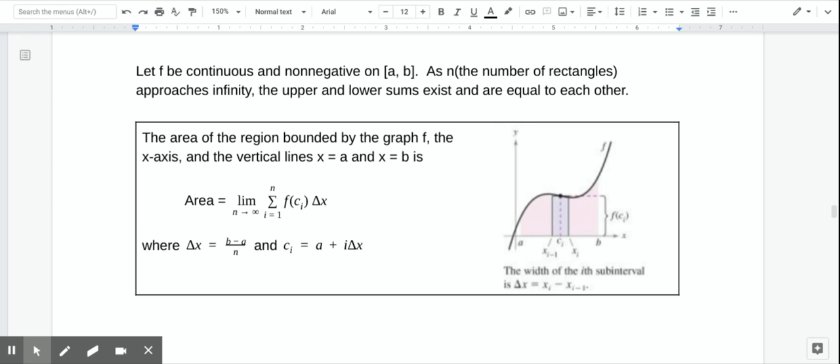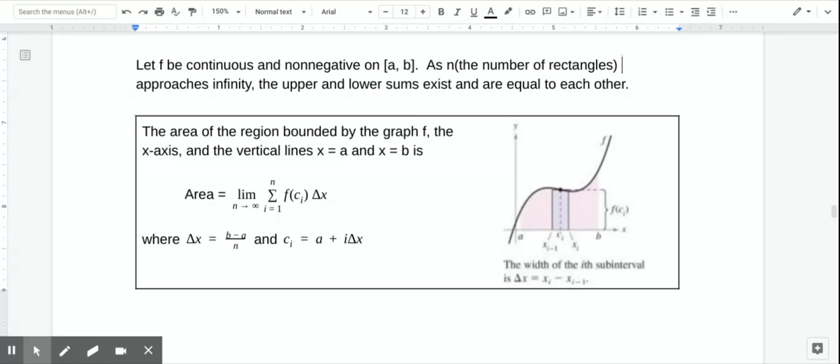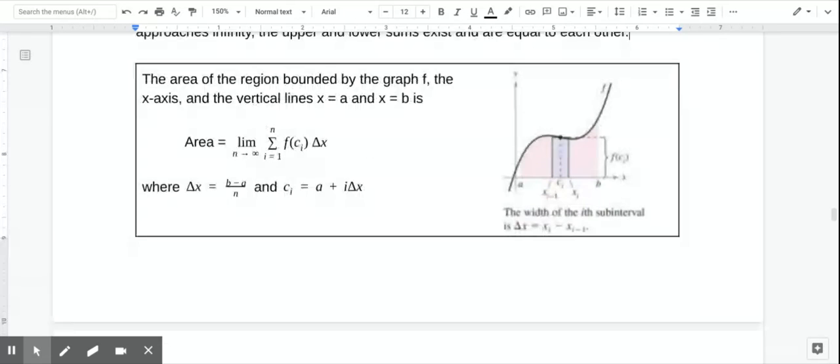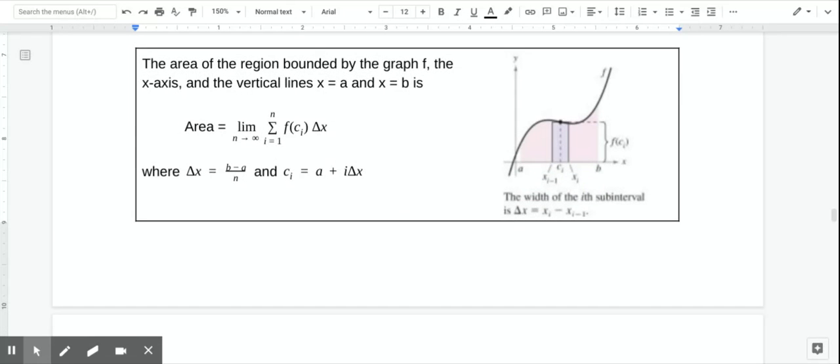When we do an infinite number of rectangles, it doesn't matter if we're doing the upper or the lower sum because they're going to be the same. So that's what this says. If we have a function that's continuous and non-negative on an interval, as we get an infinite number of rectangles, the upper and lower sums exist and they're equal to each other. So that's what we want to do: we want an infinite number of rectangles.